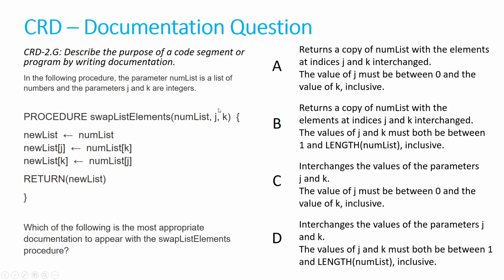So what is it doing? It's swapping the elements J and K. These are the indexes we're swapping. Okay, so let's see which one it is. B. Right, this one. So that would be documentation. We put that in a comment at the top, and then people would know how to use it. Then you wouldn't have to read through the code and figure it out. You could just read the comment and be like, okay, cool, I know what this does.